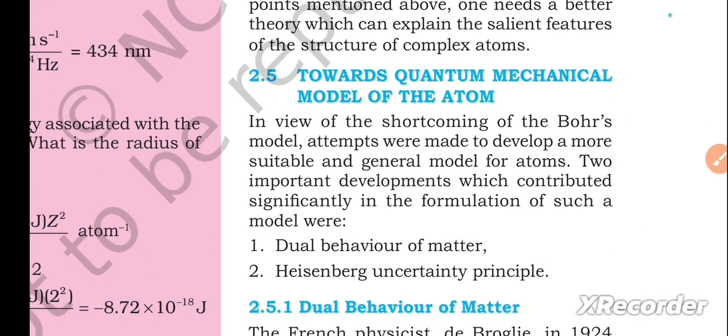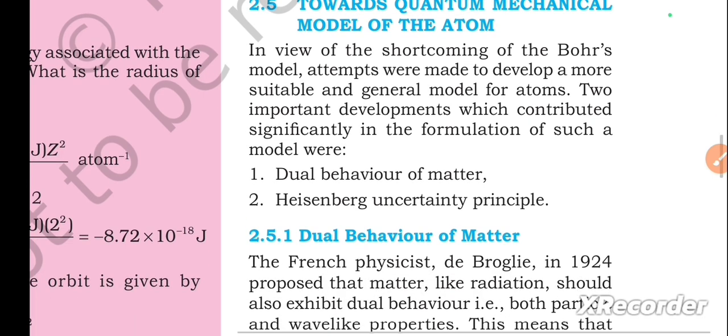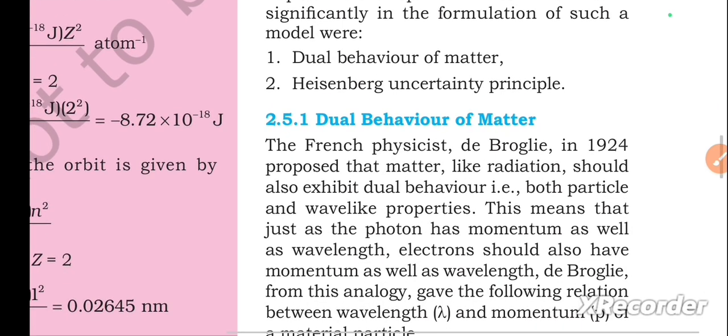Next, 2.5, towards quantum mechanical model of the atom. In view of the shortcomings of Bohr's model, attempts were made to develop a more suitable and general model for atoms. Two important developments which contributed significantly in the formulation of such a model were: first one, dual behavior of matter; second one, Heisenberg uncertainty principle. First one, dual behavior of matter.